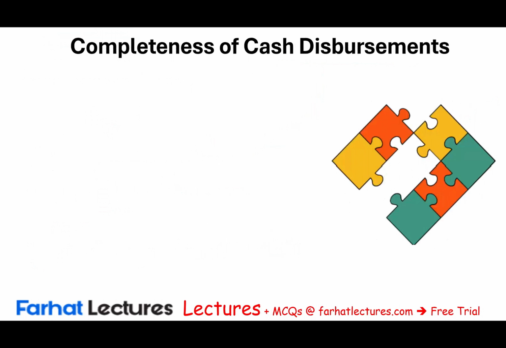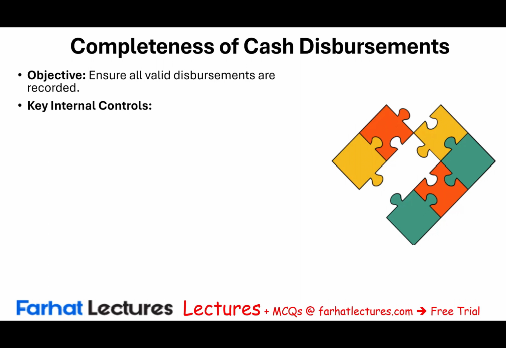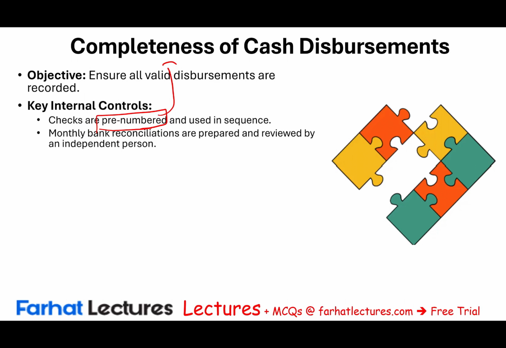The other thing we want to make sure is we accounted for all the cash disbursements: completeness of cash disbursements. Are all valid disbursements recorded? Now what should the company do? Nothing is missing. Checks are pre-numbered and used in sequence. Remember, every time I told you, pre-numbered, sequence checks, sequence documents deal with completeness, because this is how you can account for all the checks. Those are all the checks that I issued this period up to this point. Are they all recorded? Are they all accounted for? Completeness. We could prepare a monthly bank reconciliation, and that monthly reconciliation is reviewed by an independent person.